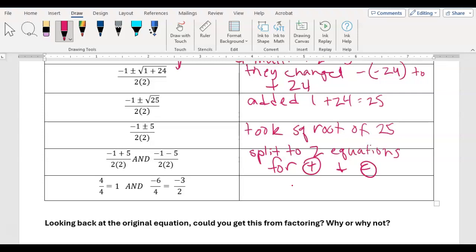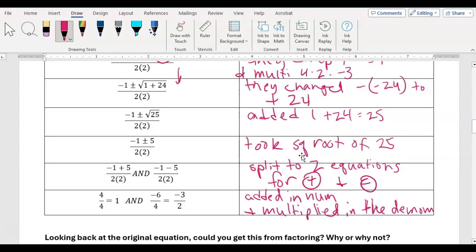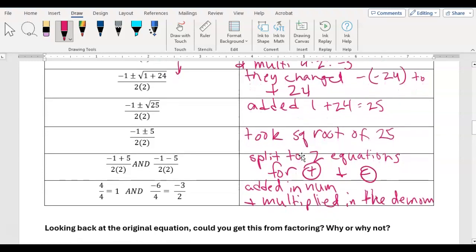And then down here, they added in the numerator, right? They added -1 plus 5 equals 4 and multiplied 2 times 2 in the denominator. Now you can totally do some multiple steps at one time. You don't have to do it each step by step like this, but you do have to be careful that you're following your order of operations. You're cleaning up one thing at a time before you try doing anything else.